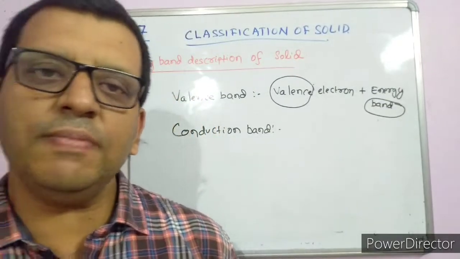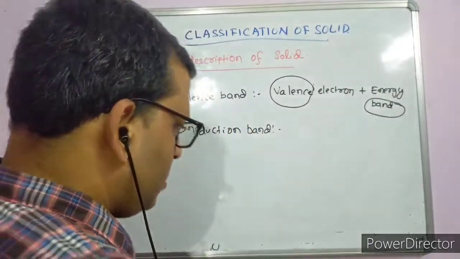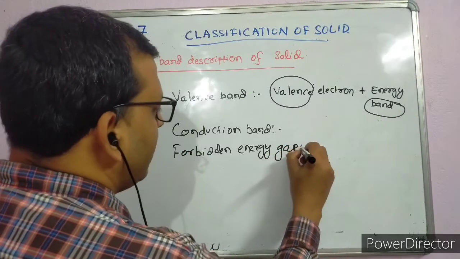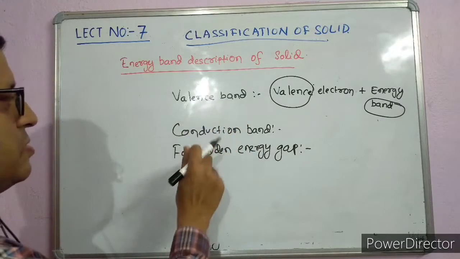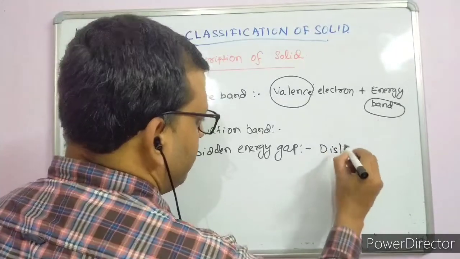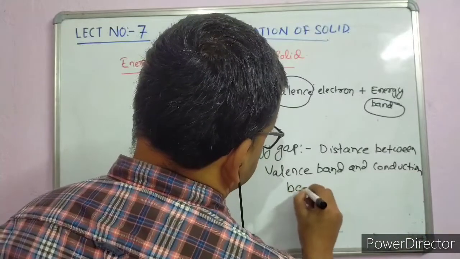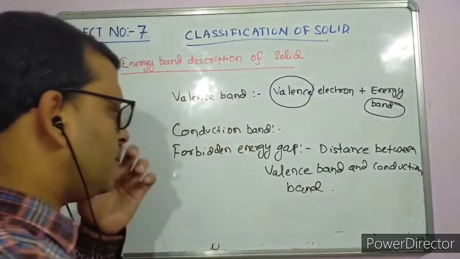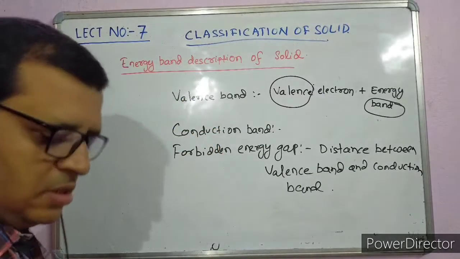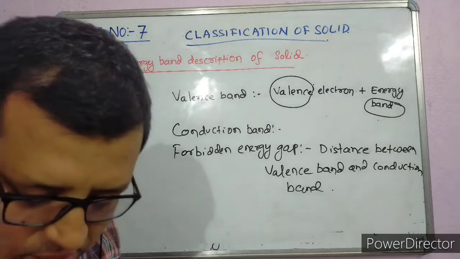Then another concept, the forbidden energy gap. It is the gap, or the distance, between the valence band and the conduction band. Correct? Let us use these three terms and study the energy band description of solids.